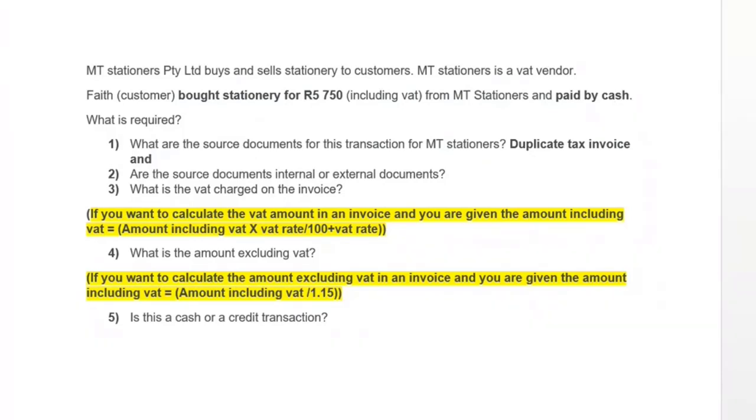So this question, I think Tebogo was answering before I interrupted her with that, explaining the internal and external source document. So Tebogo, you can go ahead. So the question was, what are the source documents for this transaction for MT Stationers? We said the first one is a duplicate tax invoice. What is the next source document?